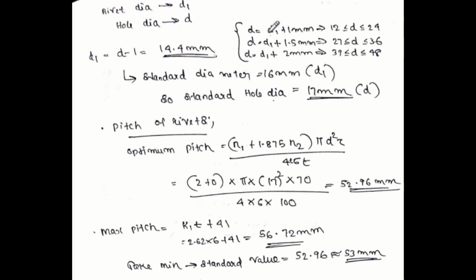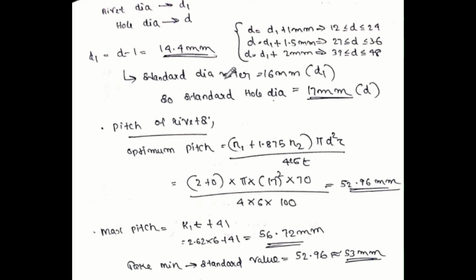If we know the value of d, how do we find d1? There are different equations based on the d range. Here we got d between 12 and 24, right? So I can take this equation. The diameter of the hole we got initially is not the standard diameter. Substituting the initial value, I got the rivet diameter as 14.4 mm. Both the rivet diameter and hole diameter need to be standard values.